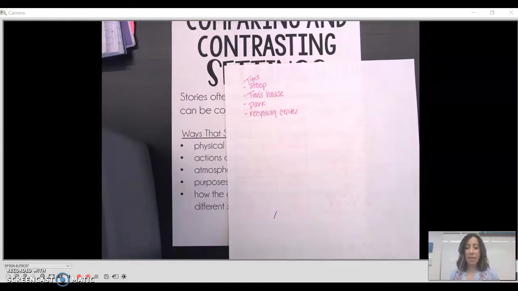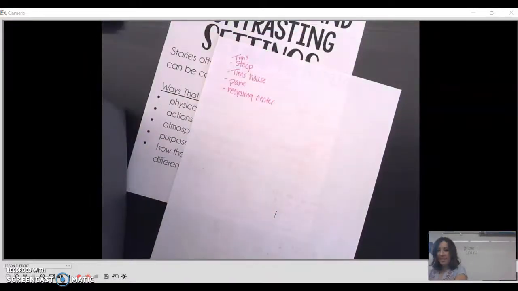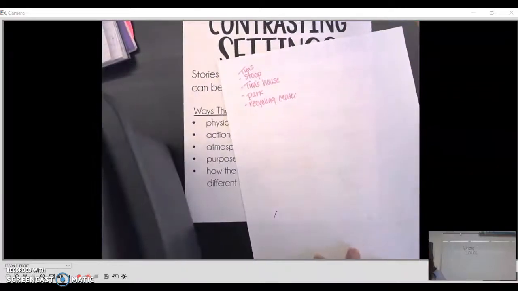In The Can Man, I thought of Tim's stoop, where he lives. He has kind of a set of stairs that lead up to his front door. A lot of times in New York City, in big cities like that, you're going to have these rows of houses with stairs that lead up to the front door, and they call that a stoop. So when Tim is sitting on that stoop, that is a setting. That's a setting that happens more than once in our story.